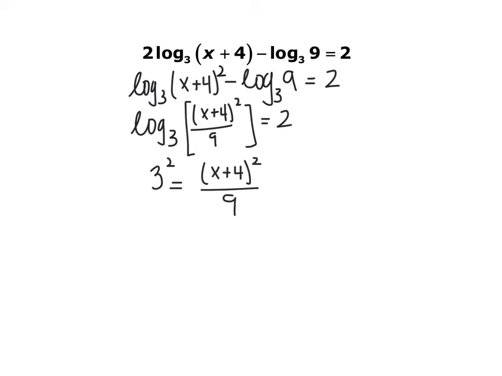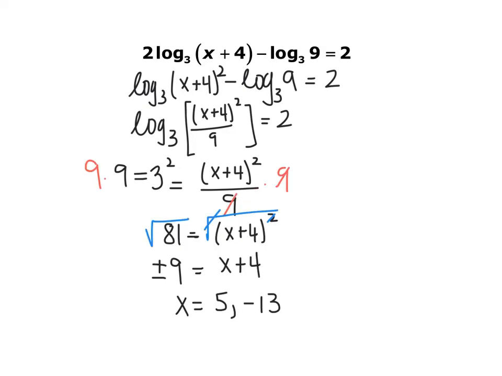So your base stays the same, you have a 3, your answer becomes your exponent, and your inside becomes your answer. So you end up with 3 squared is equal to x plus 4 quantity squared over 9. And then this is something that you should be able to solve. So go ahead and pause the video and finish solving for x.